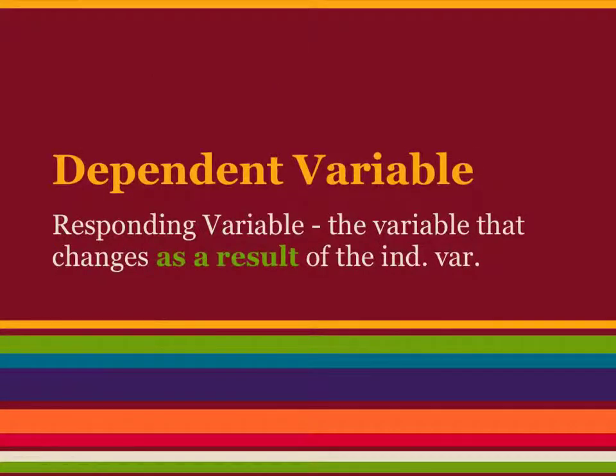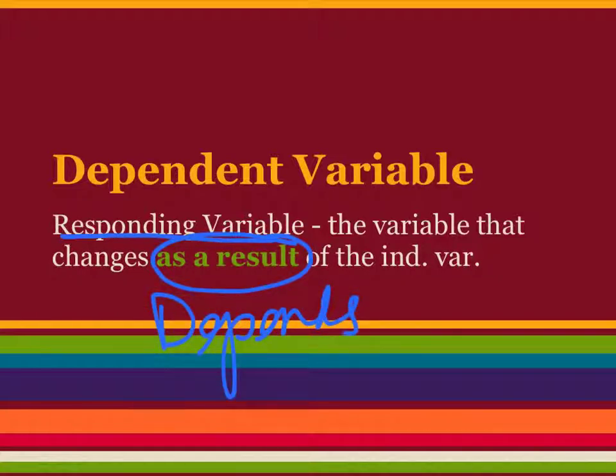On the other hand, the dependent variable is the one that depends on the independent variable. It is the responding variable. It is the variable that changes as a result. That is to say, it depends on the independent variable. You don't change the dependent variable. The dependent variable changes because of a change to the independent variable.